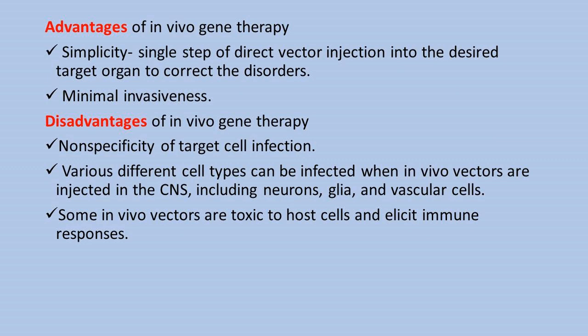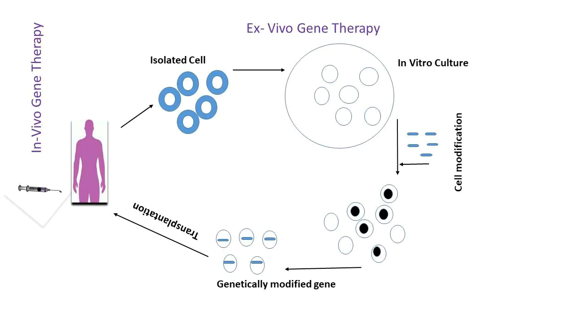The disadvantage is non-specificity of target cell infection, and various different cell types can be infected when in vivo vectors are injected into the CNS, including neurons, glia and vascular cells. And some in vivo vectors are toxic in nature. So this is a pictorial diagram of in vivo and ex vivo gene therapy.